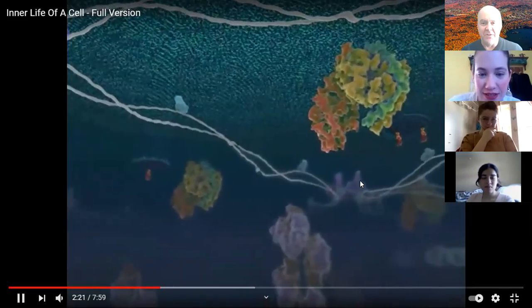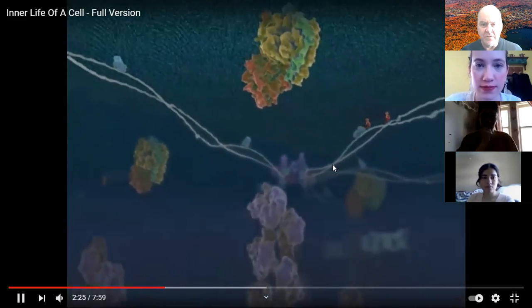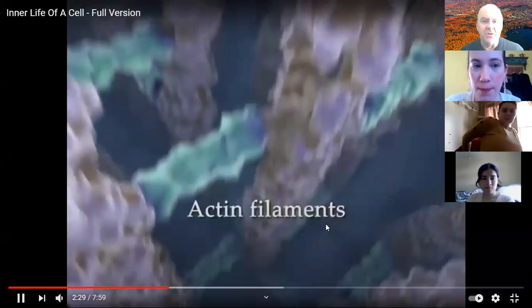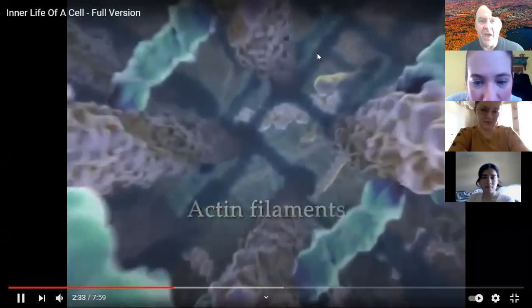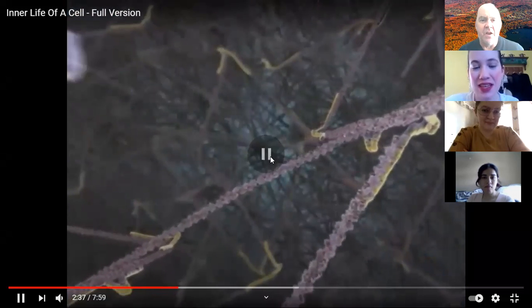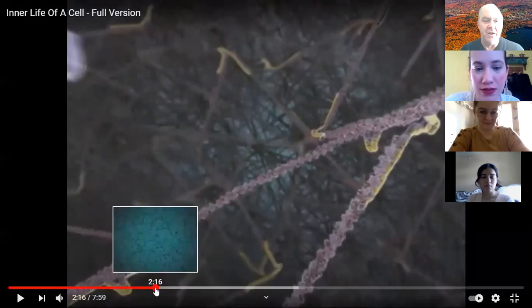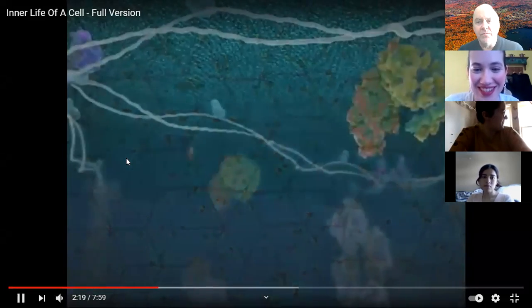Okay, so there's your spectrin attaching to transmembrane proteins. Okay, here's your gel mesh. Watch us go through this. You see, it's like three-dimensional cages. And that is the cortex. Let's go through that again, just for the hell of it.